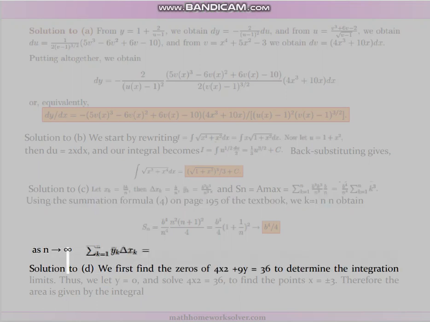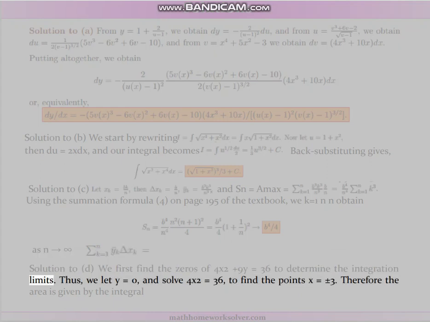as n goes to infinity. Solution to D. We first find the zeros of 4x squared plus 9y squared equal to 36 to determine the integration limits. Thus, we let y equals 0, and solve 4x squared equal to 36, to find the points x equals plus or minus 3. Therefore the area is given by the integral.